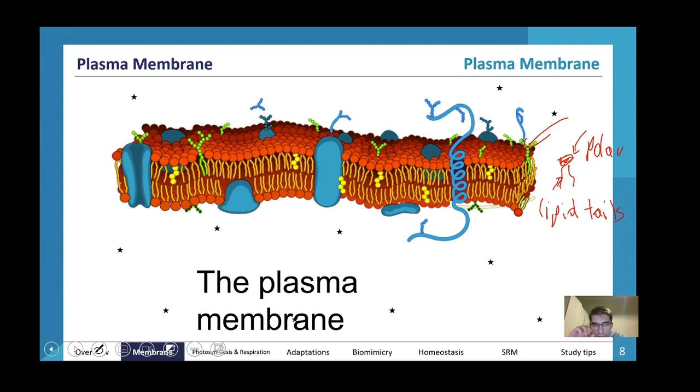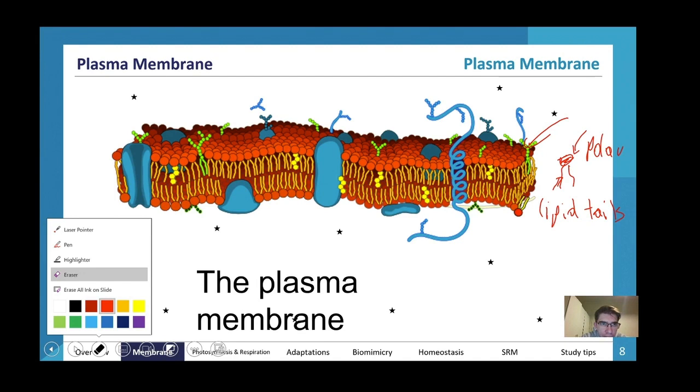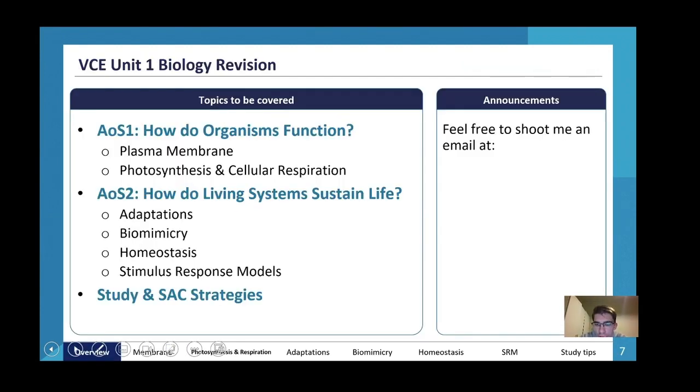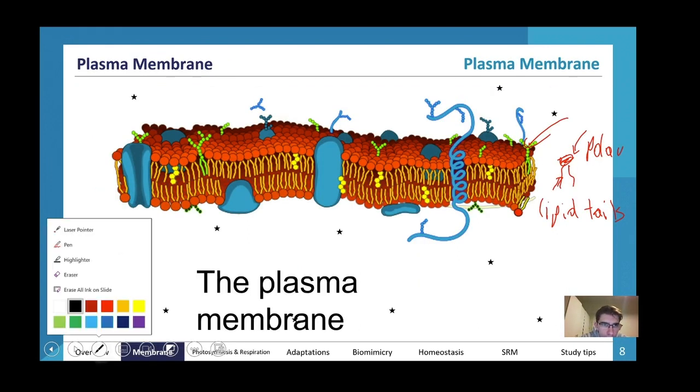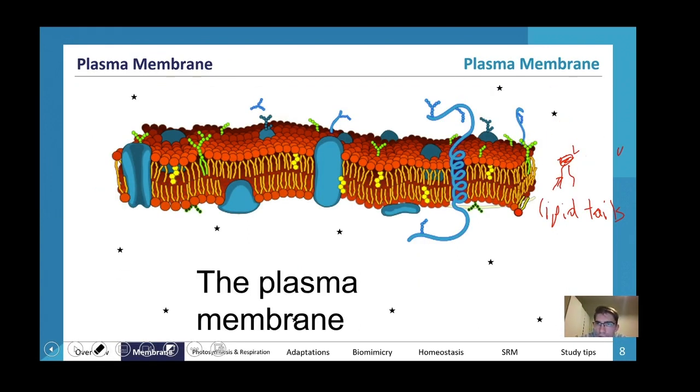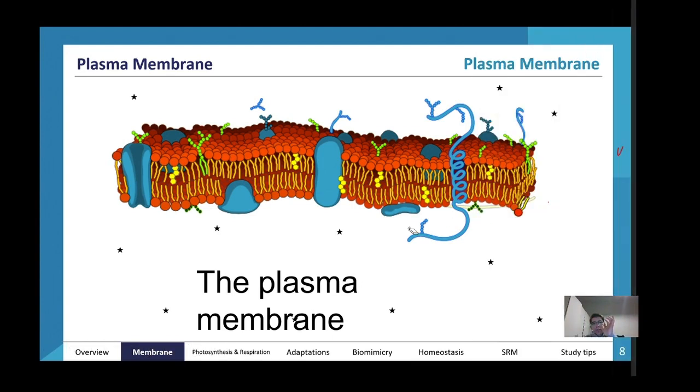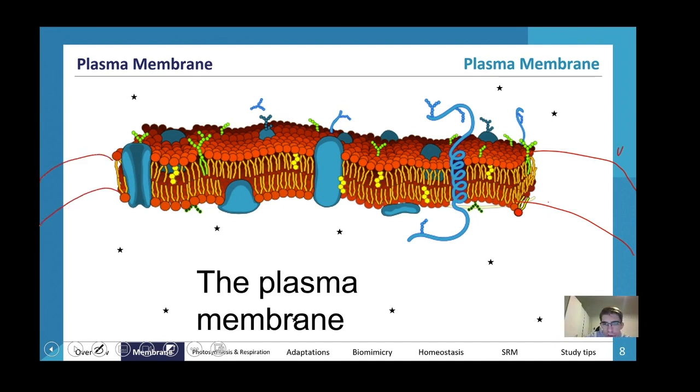Now, why am I mentioning non-polar and polar so often? Because you need to understand that this plasma membrane, like I showed you before, encapsulates all of the cell, right? It wraps around the cell. So let's assume it goes over the edges here.